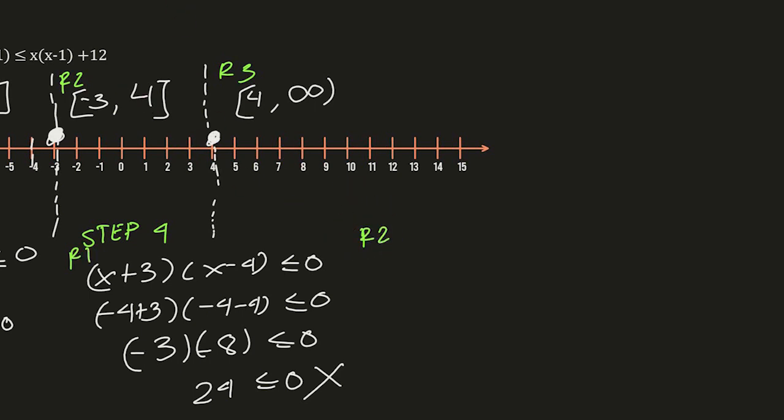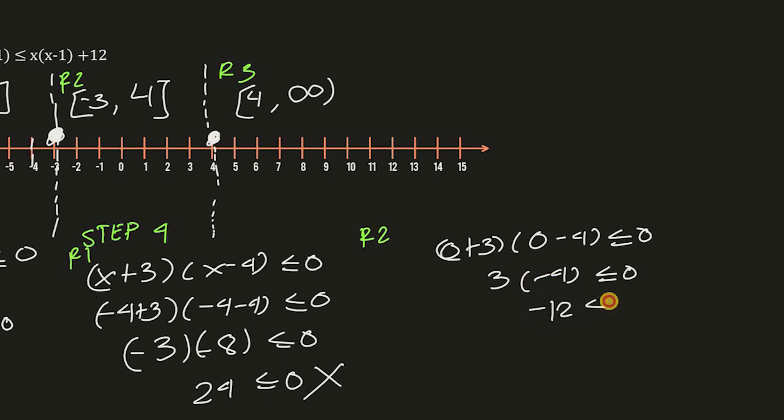Region 2 naman, same. Pipili ako dito. Kung may pipiliin ako, yung 0 na lang para mas madali. I-substitute ko siya dito. So, that's 0 plus 3 times 0 minus 4 is less than or equal to 0. 0 plus 3 is 3. 0 minus 4 is negative 4. 3 times negative 4 is negative 12. Less than 0. Ibig sabihin, negative 12 is less than 0. Tama. Correct. Ibig sabihin, yung region 2 natin, guys, solution set yan.